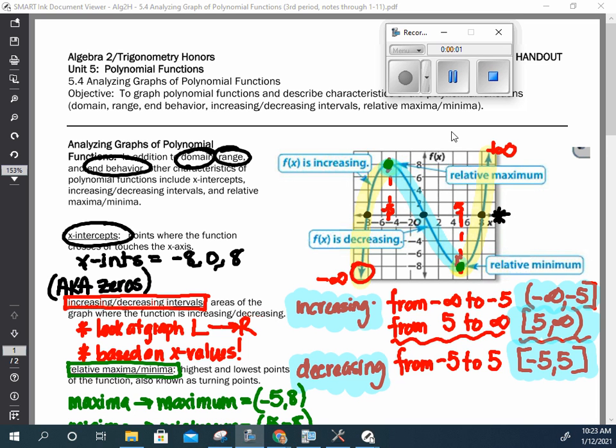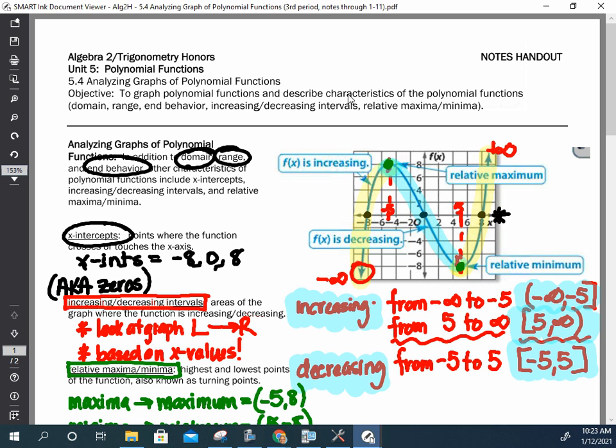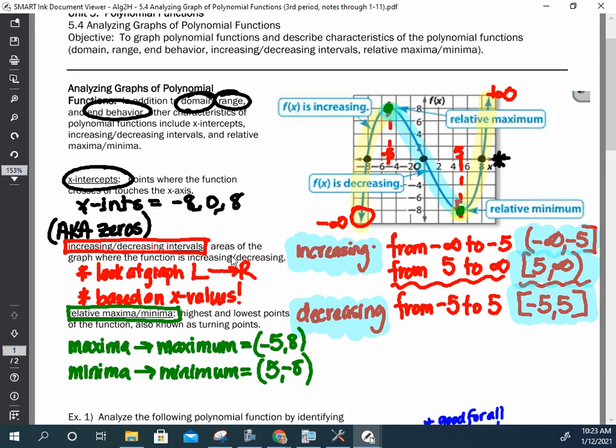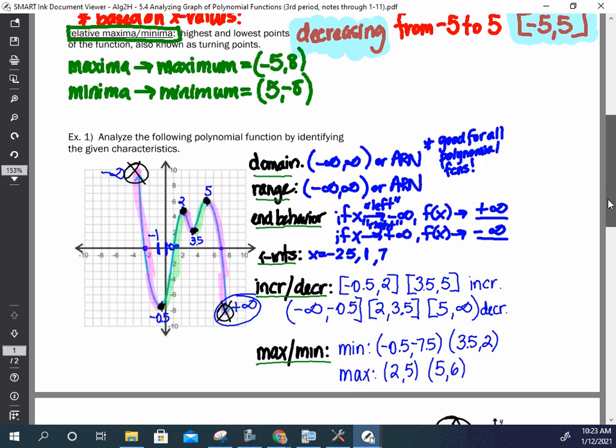Let us begin. So yesterday, we started looking at other ways to analyze a polynomial function. We did domain, range, and behavior, but we also added x-intercepts, increasing and decreasing intervals, and relative maxima and minima. So the first example we did was, given a graph, looked at how to find all 6 parts.